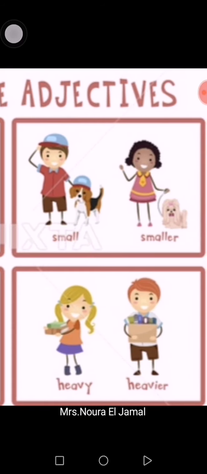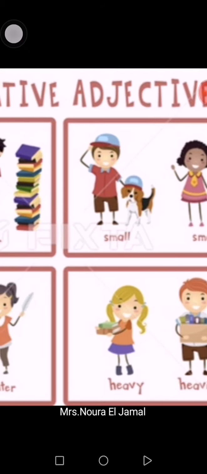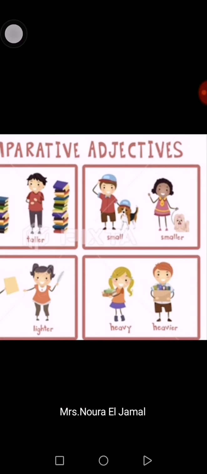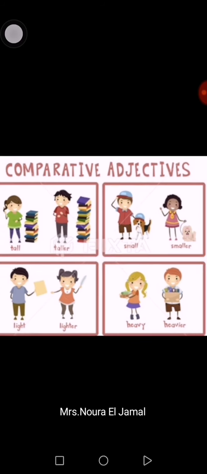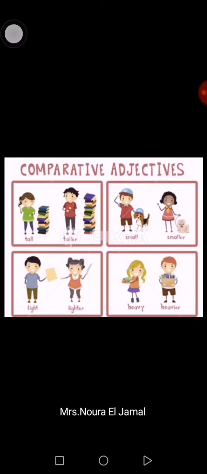The fourth one, the adjective heavy. Look here. There are many books with the boy and there are two copybooks with the girl. So here the books are heavier than the copybooks. Now we understand the meaning of comparative adjectives. Correct? Okay, now let's move to the rules that I explained for you in the first part.